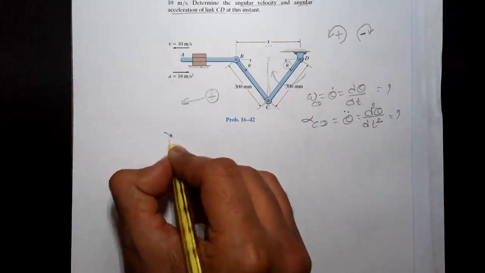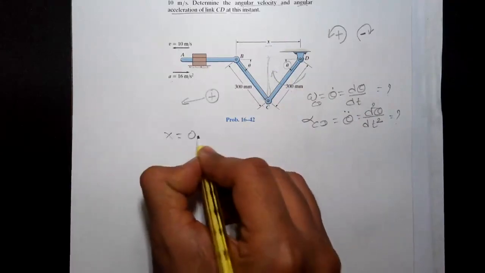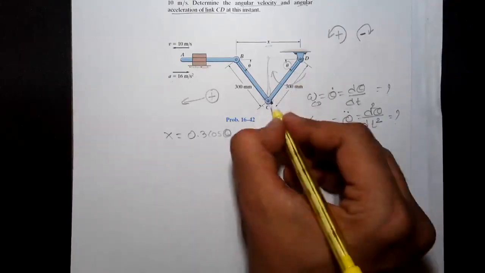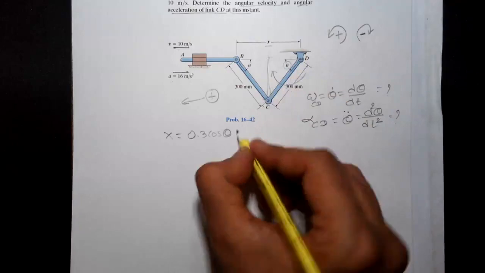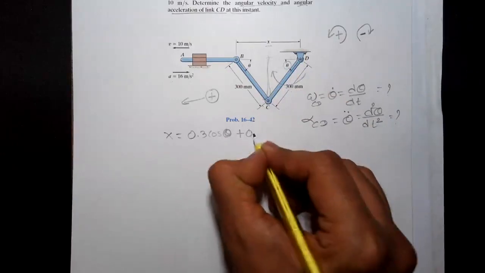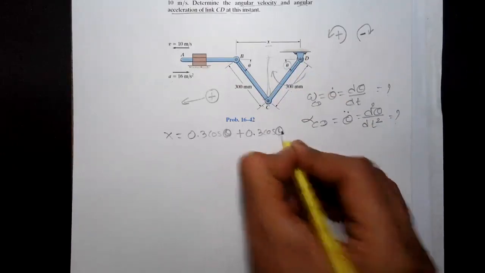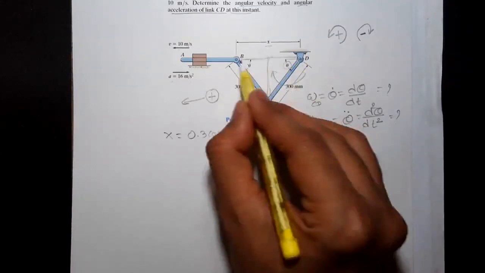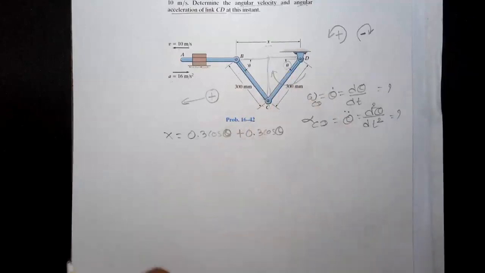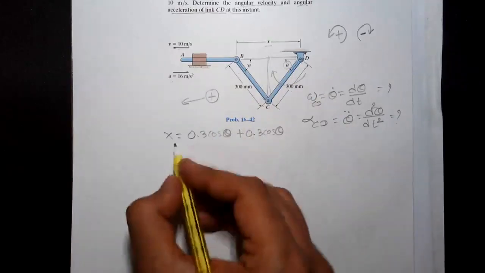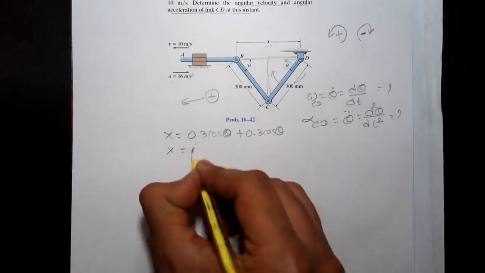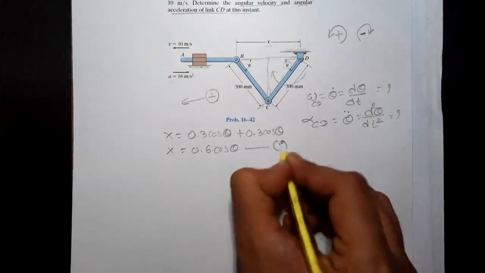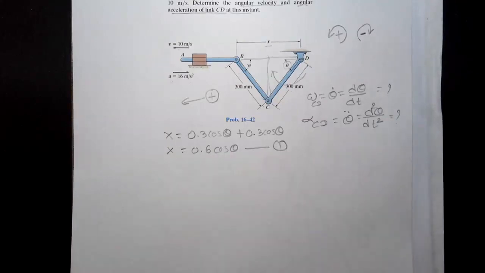So the length x can be represented as 0.3 cosine theta, which comes from projecting link CD onto the horizontal line, plus 0.3 cosine theta, which comes from projecting link BC onto the horizontal line. It's this segment plus this segment that gives the length of variable x. So x can be written as 0.6 cosine theta. Let's call this equation number 1.